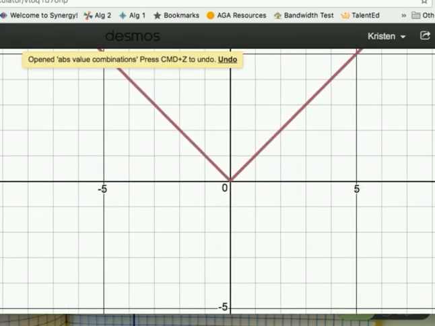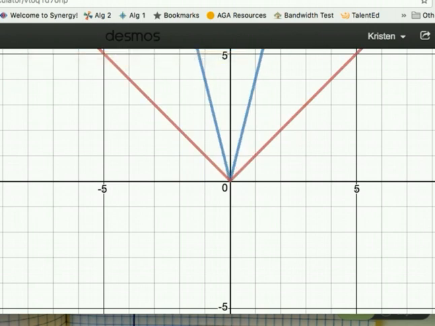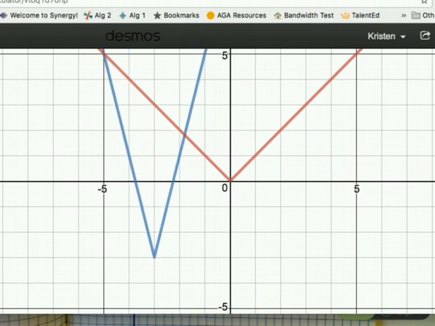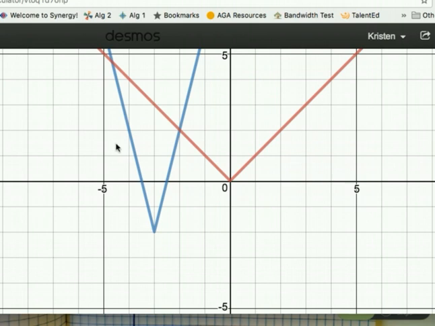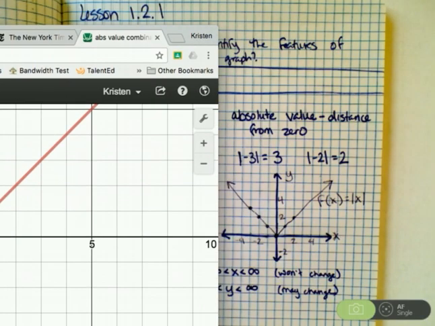Okay, and then the last thing to look at is we can put all of those things together. So we can do a stretch, say, of 4, and we can do a shift to the left of 3, and we can do a shift down 2. So this function then is the absolute value function. We know that because the basic shape is the same. But it moved left 3, it moved down 2, and instead of going up 1 and over 1 to get to the next one, now we go up 4 and over 1. So that's how the stretches and shifts work together in our absolute value functions.